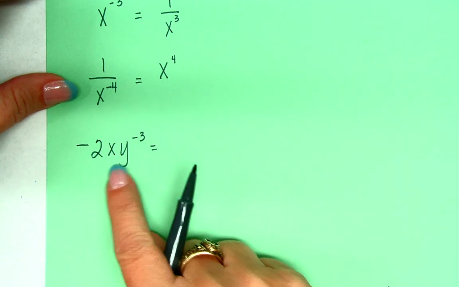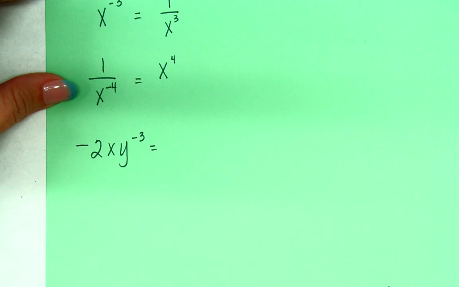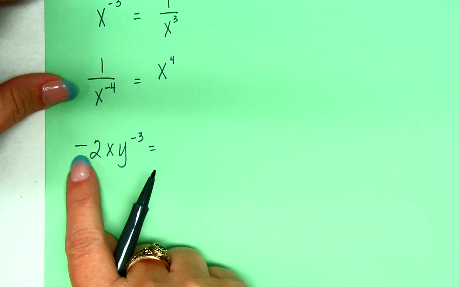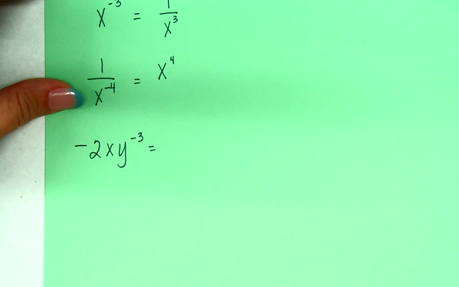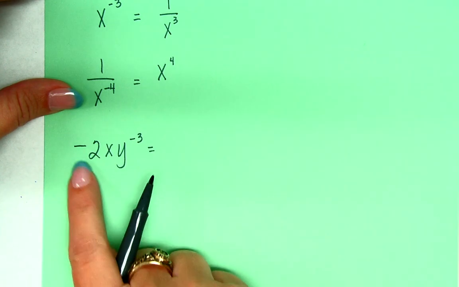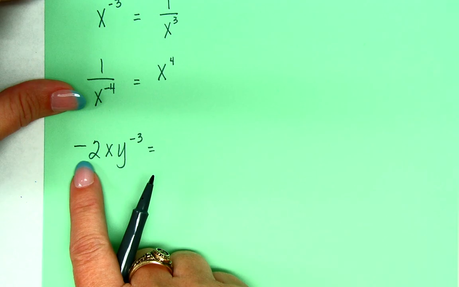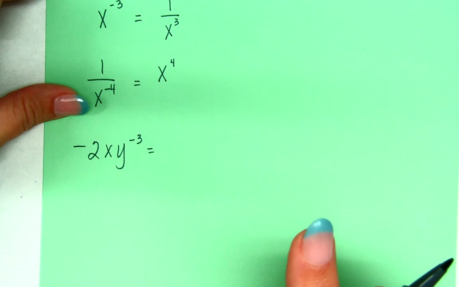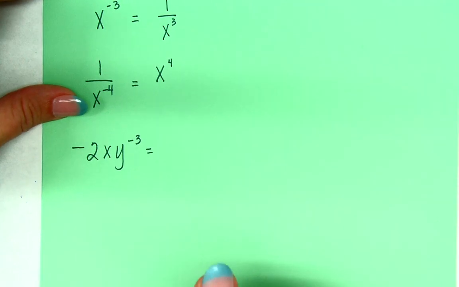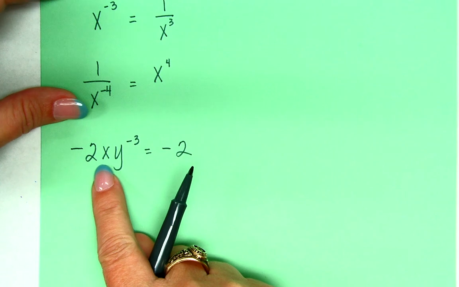Negative 2xy to the negative third. Is the negative 2 so sad? No, it's not. It's probably just like that grumpy old man that yells at you to get off his lawn. We can't do anything about him, can we? So what do we do? We leave him alone, right? He's in the numerator. He wants to stay in the numerator. Nothing we do can help him. So he stays.